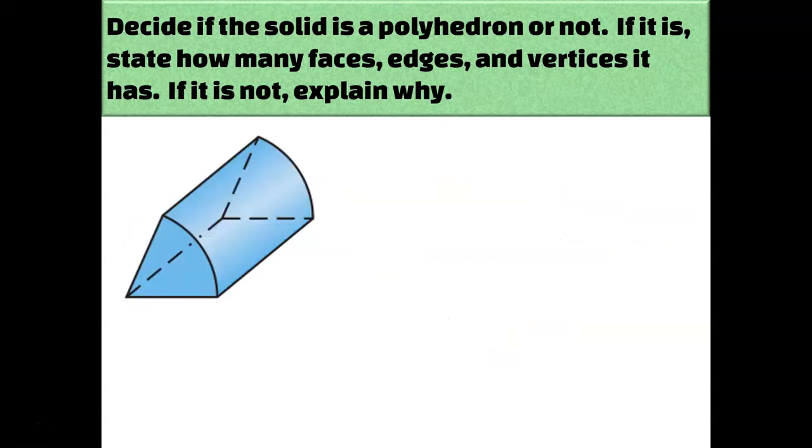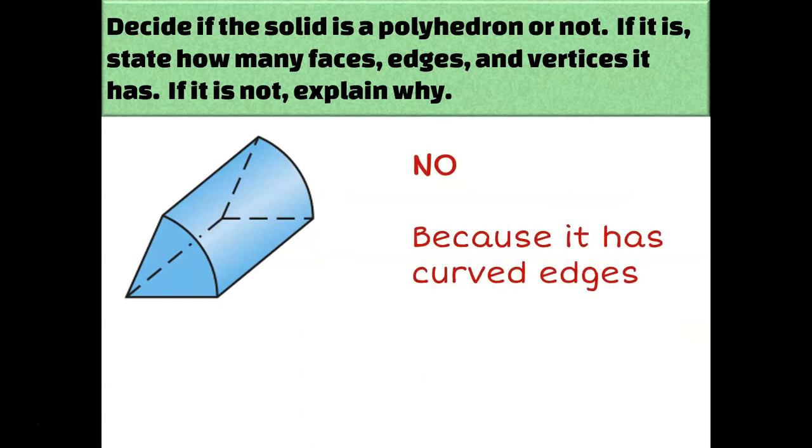What do you think about our next example? Is it a polyhedron? No, it's not. And the reason is because it has curves. Polygons have straight sides. So since this shape isn't made exclusively from polygons, it is just considered a three-dimensional solid, not a polyhedron.